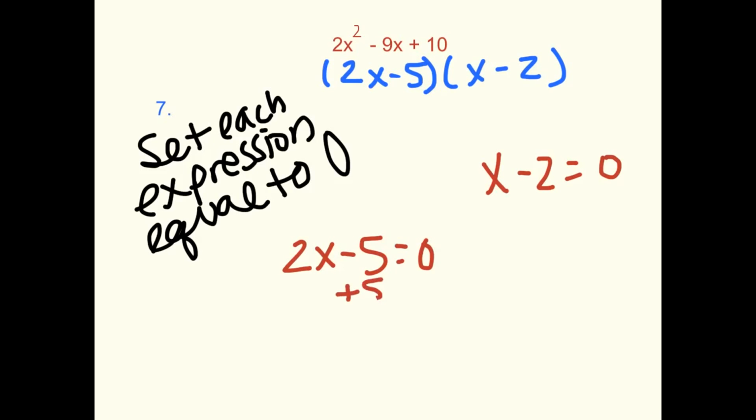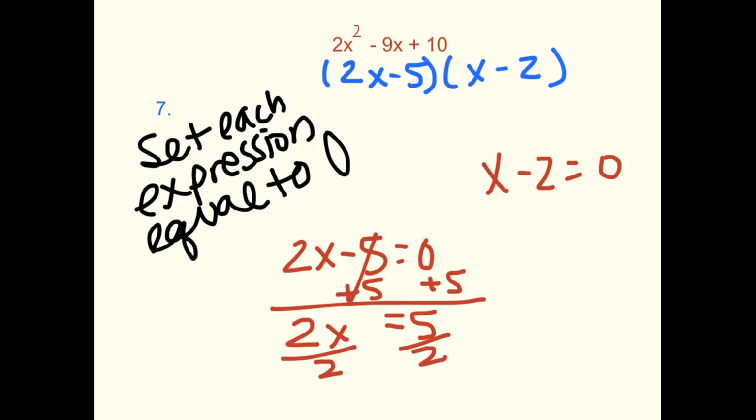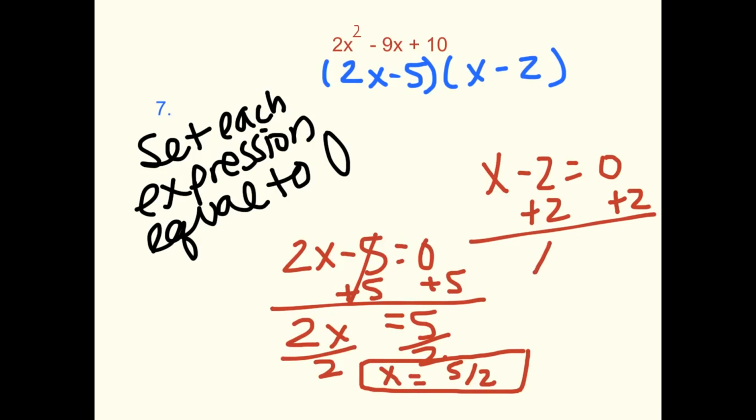If I add 5 to both sides of my equal sign, I've got 2x equals 5, then divide by 2, and I have x equals 5 divided by 2. So that's one of my roots. My parabola is going to cross at 5 over 2. And then my other one, add 2 to both sides, and x equals 2. So that's my other root. My parabola is going to cross at 5 over 2 and 2. Those are my two roots, my x-intercepts, my solutions, and my zeros.